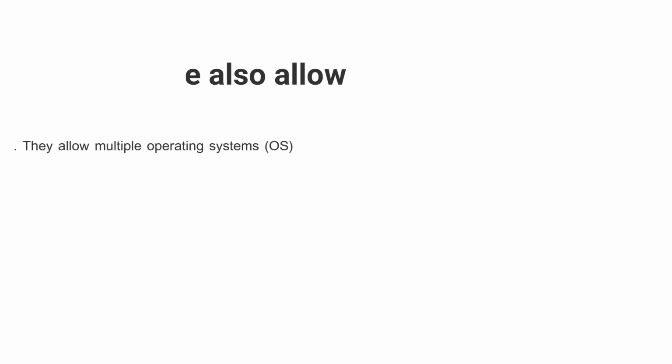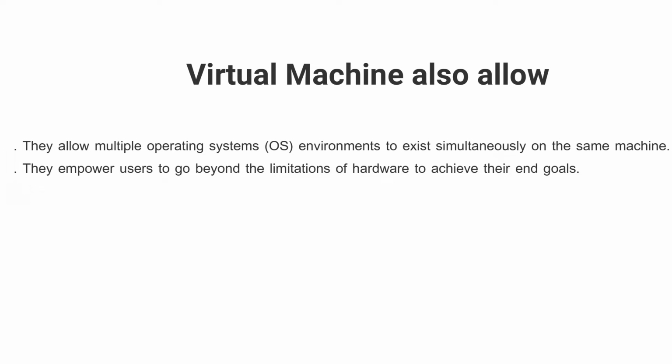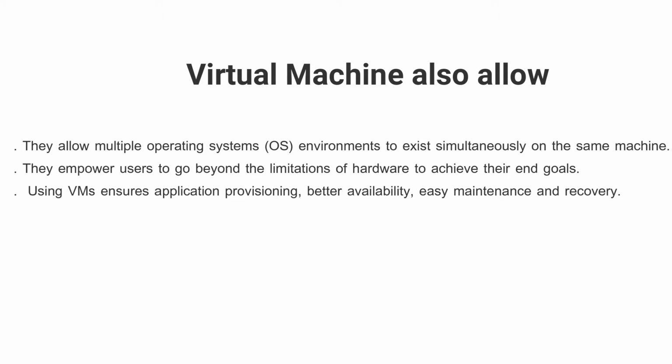Virtual machines also allow multiple operating system environments to exist simultaneously on the same machine. They empower users to go beyond the limitations of hardware to achieve their end goals. Using VMs ensures application provisioning, better availability, easy maintenance and recovery.